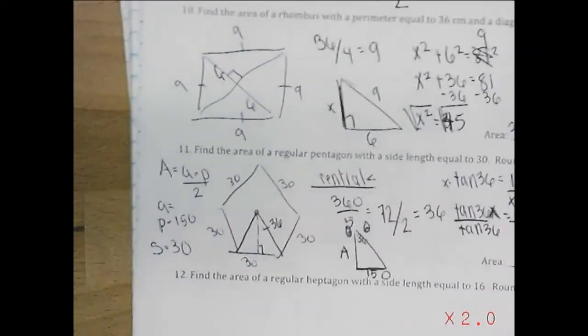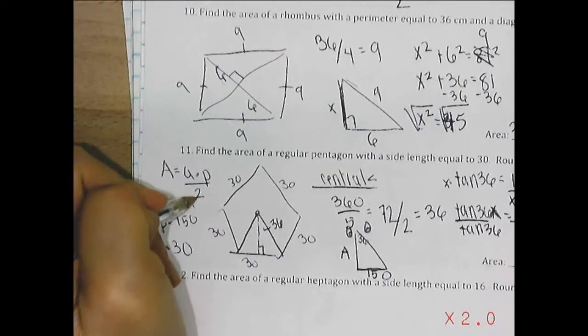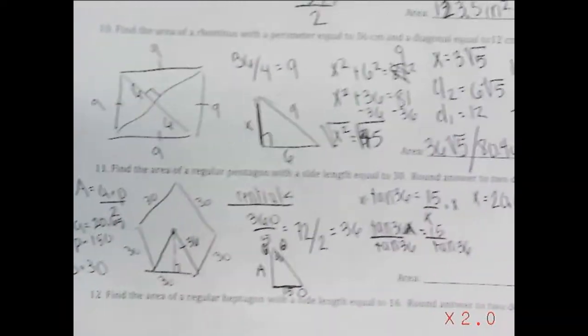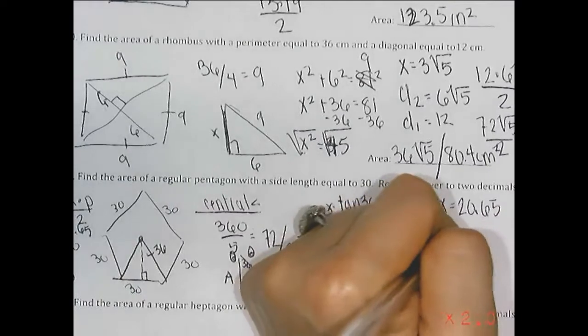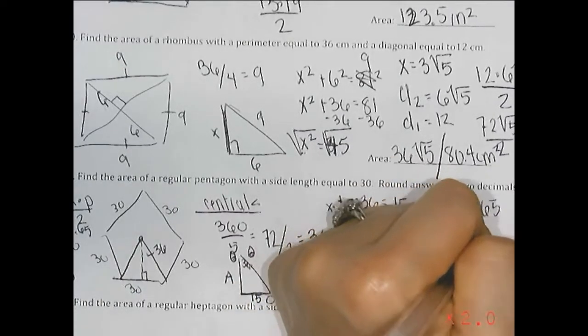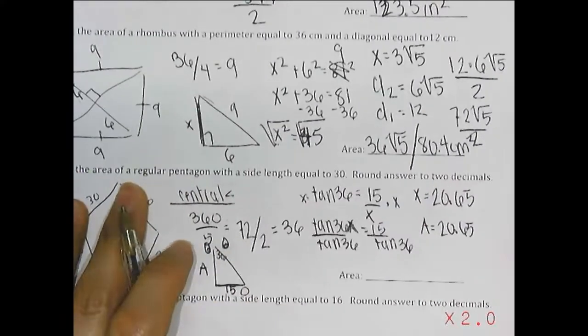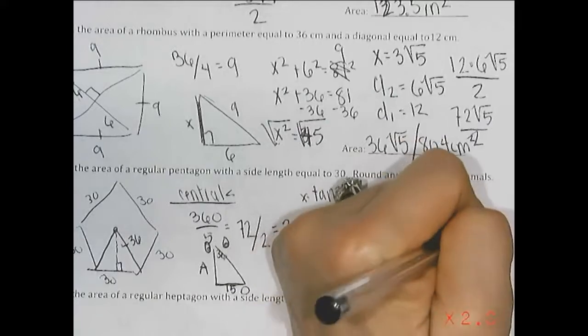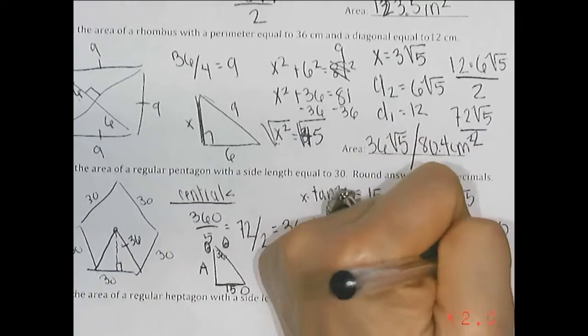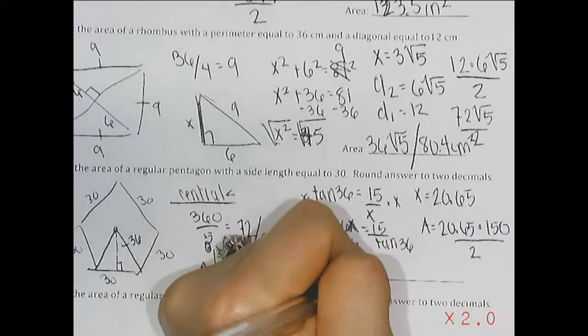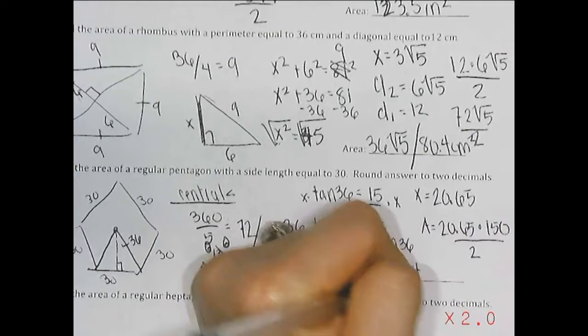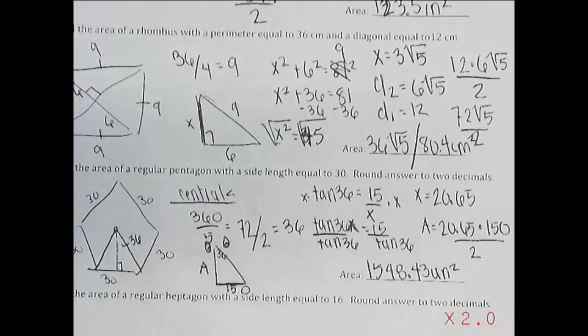So now I know, moving back, that my apothem is 20.65. Now I'll go ahead and find the area, which is 20.65 times my perimeter, 150, all divided by 2. When I do that, I get 1,548.43 units squared.